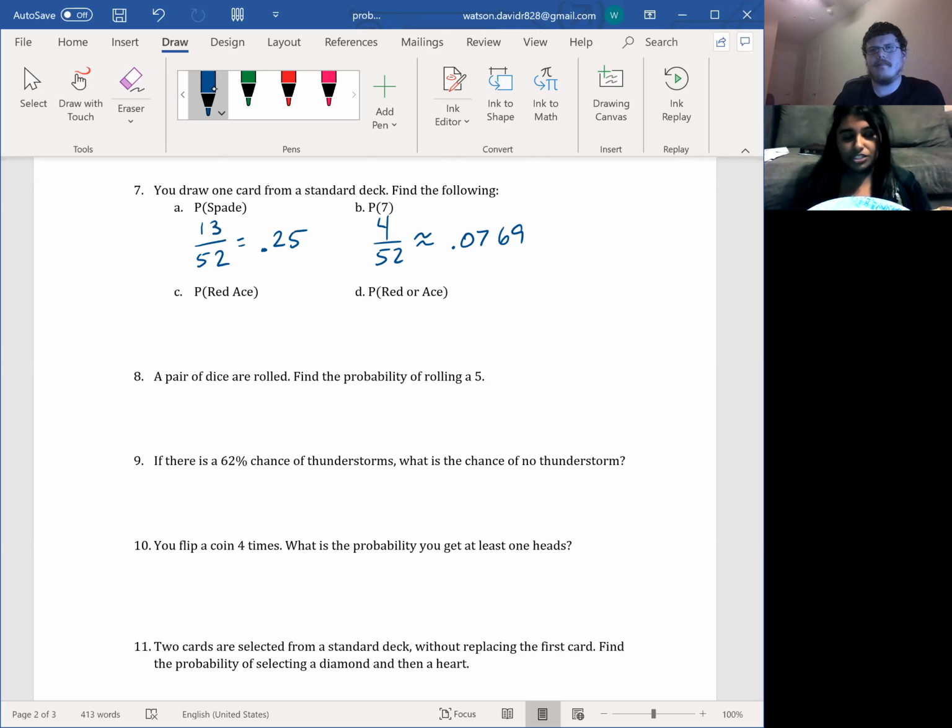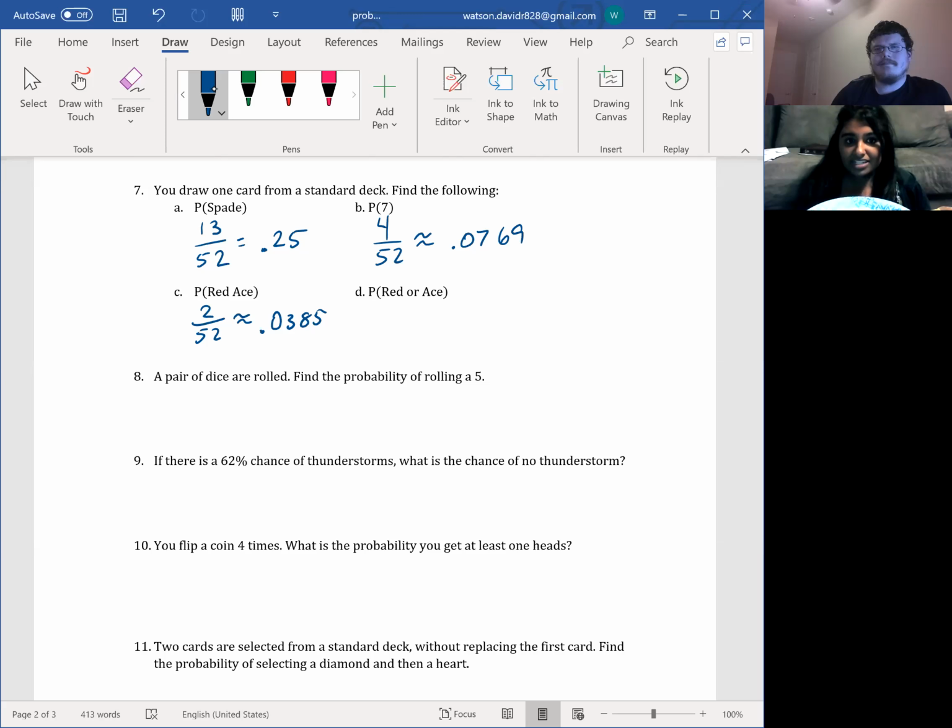Part C, the probability of a red ace. So red cards are the hearts and the diamonds. So there's 2 red aces over 52. And that one is also approximately 0.0385.